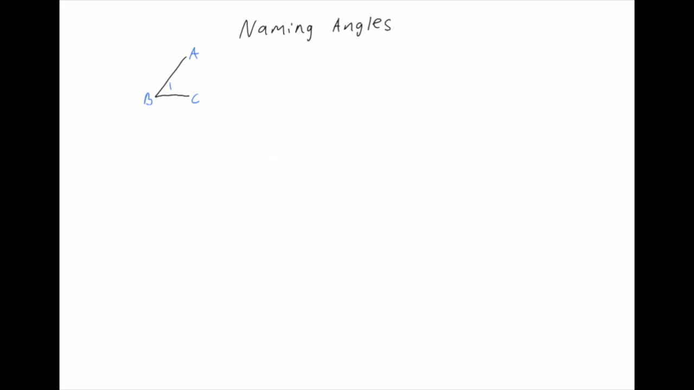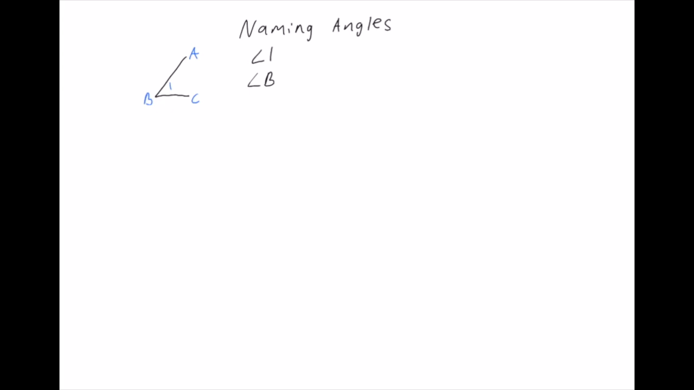Naming angles. So we have an angle here. We have an angle number, which is 1, and then we have letters A, B, and C. So you can name it using the number, or you can name it using the letters A, B, and C. So a few different ways you can name it. One way, the easiest way, is angle 1. You've got a number there, you call it angle 1. Or you can name it by the vertex, which in this case is B. So you can name it angle B.